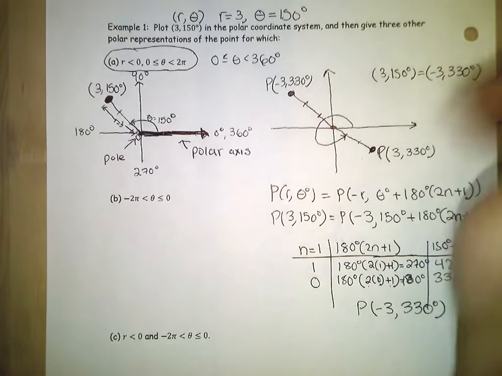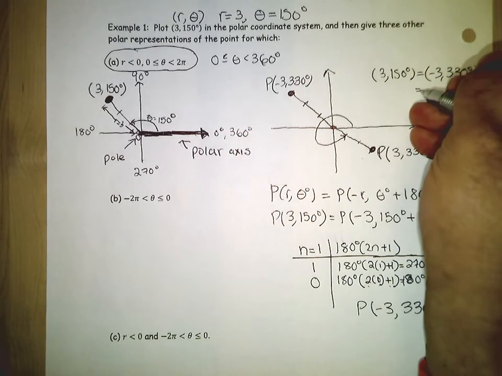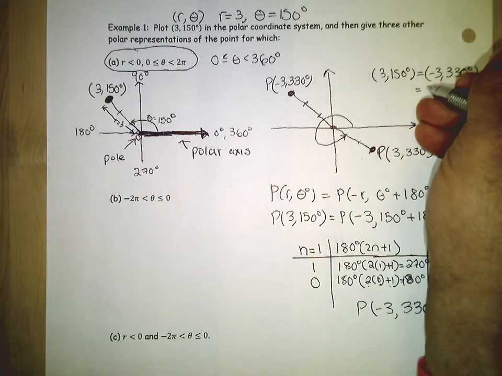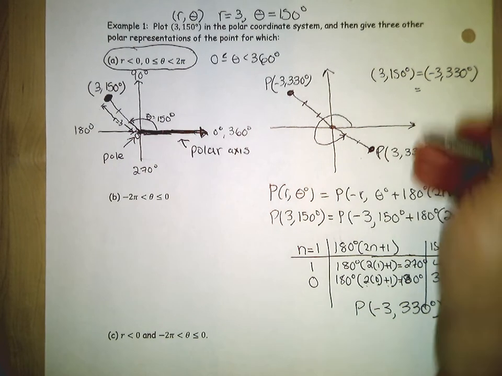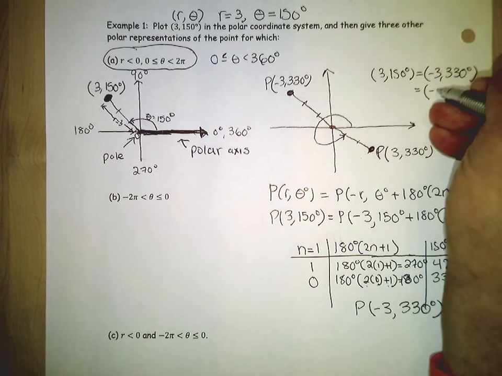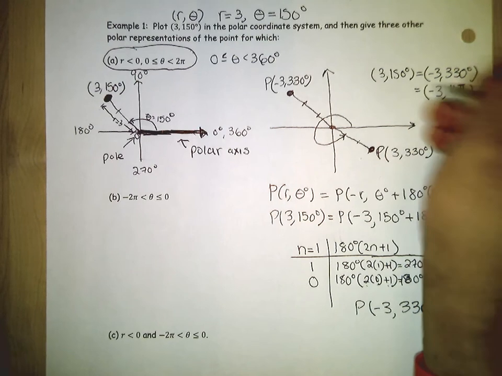And if we want this to be in radians, then 330 degrees, remember to try to write this in radians here. Yeah, so that will be 11 pi over 6. So -3 and 11 pi over 6.